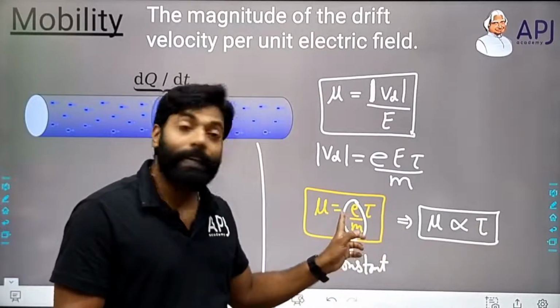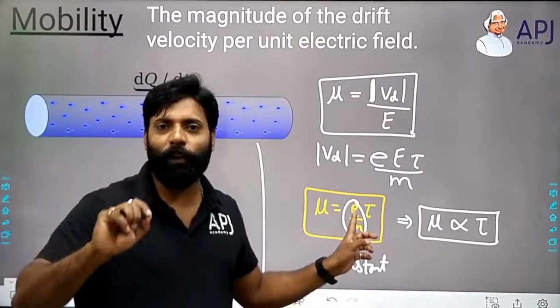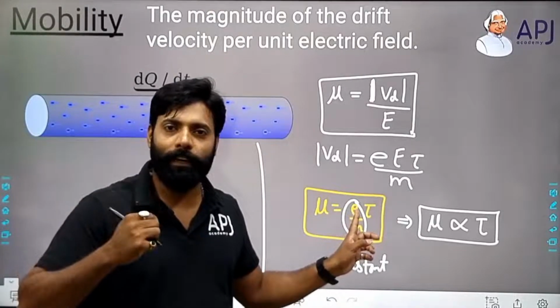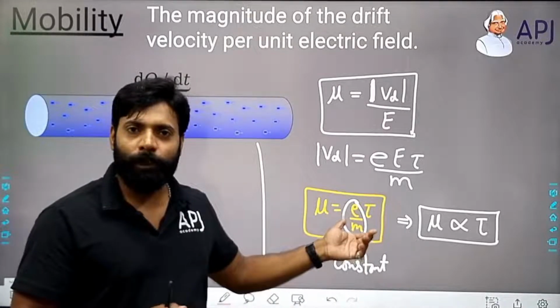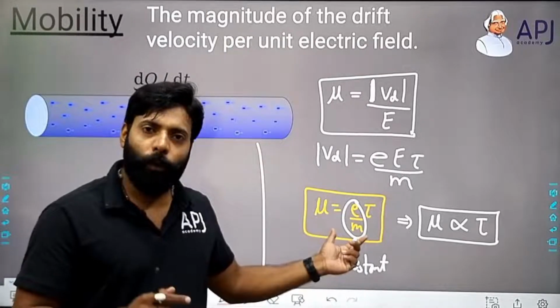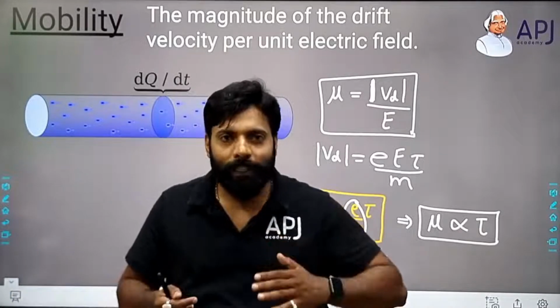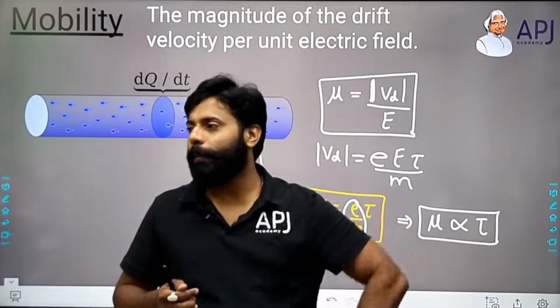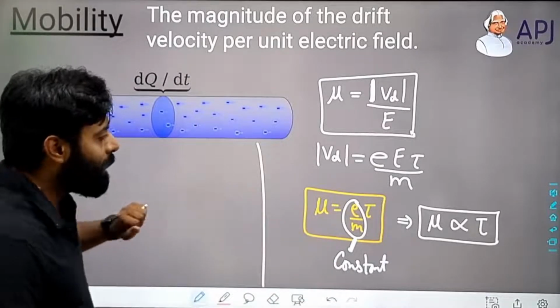Why? Because e is the charge on the electron. The charge on the electron is fixed, that is equal to 1.6 into 10 to the power of minus 19. No matter what change you are making with the system, the charge on the electron will remain the same. No matter what you are doing, the mass will remain the same, if we are not accepting that the mass is going with a velocity that is comparable with the velocity of light, right? So this thing is very important.